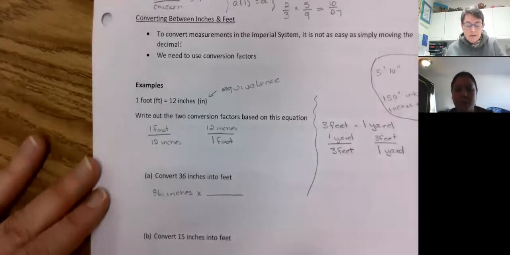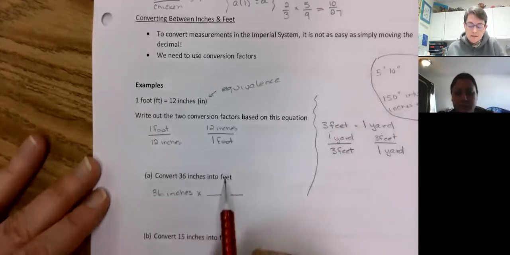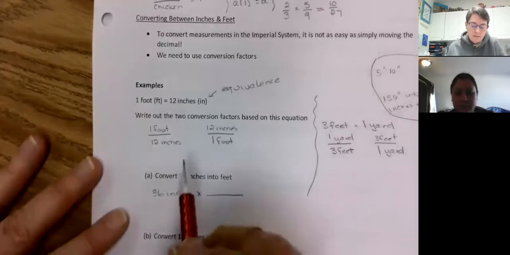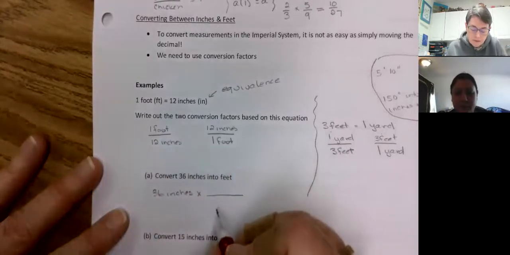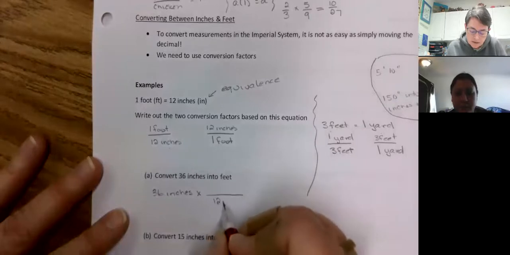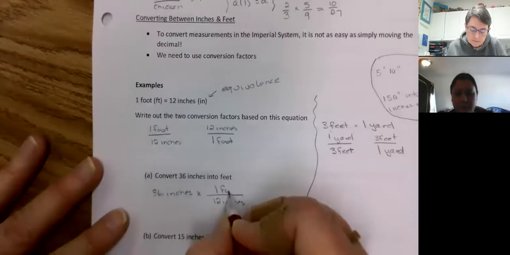What we figured out the other day is I want the inches to disappear because I want a different set of units. So if I have inches up there, I want to pick the one that has inches on the bottom. So I'm going to put 12 inches, 1 foot.